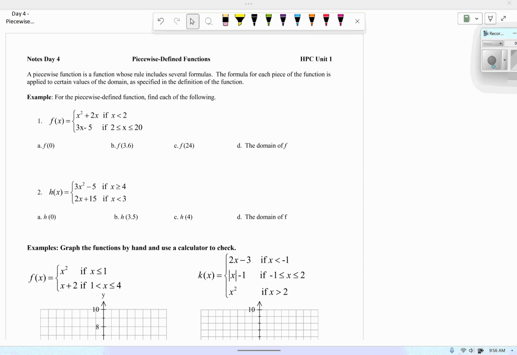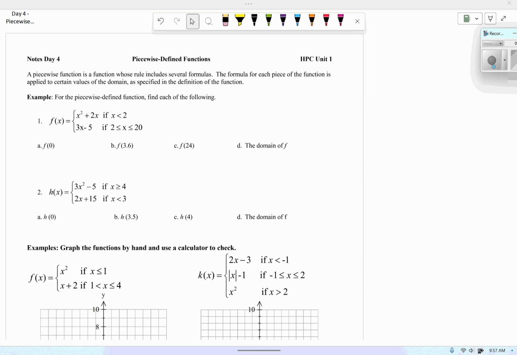So we talked about this last year, that a piecewise function is a function whose rule includes several formulas. The formula for each piece of the function is applied to certain values of the domain as specified in the definition of the function. So if you look at question 1, we have our piecewise function f of x, and you notice that it has two different equations with rules for the values of x. So we have to figure out where these x values fit.